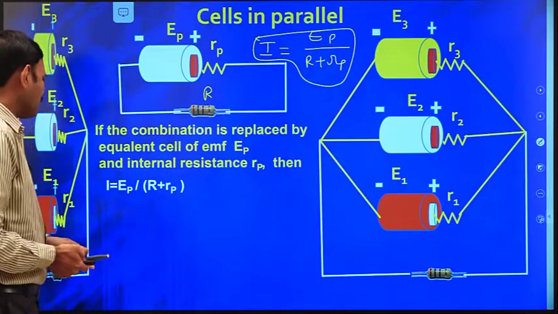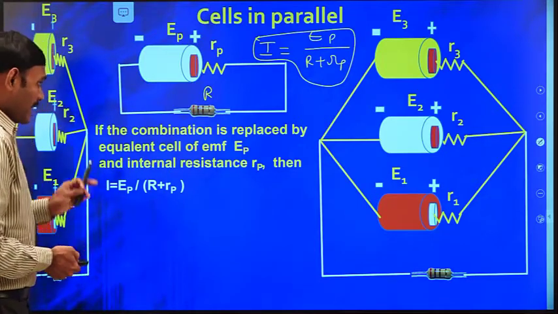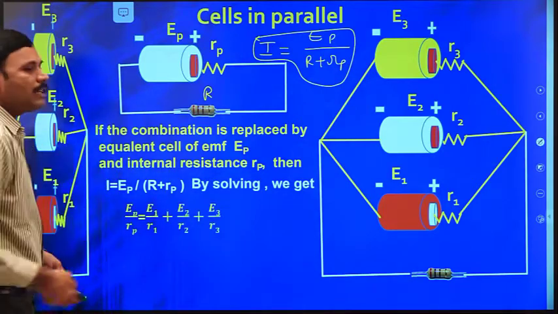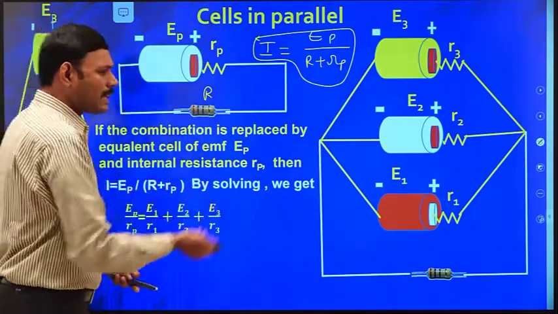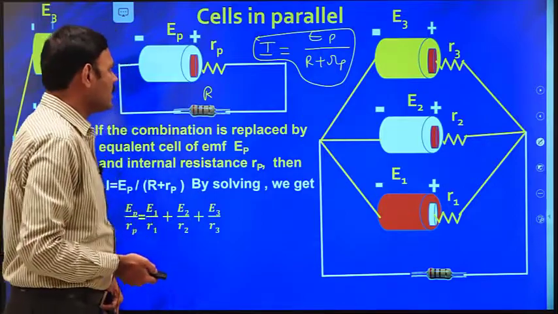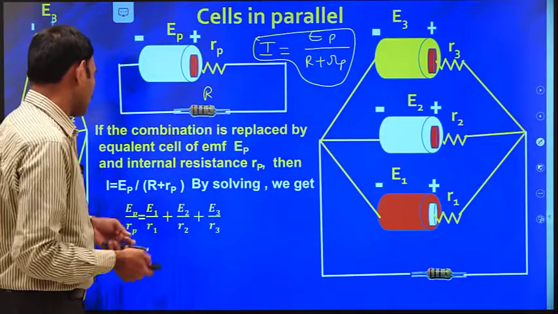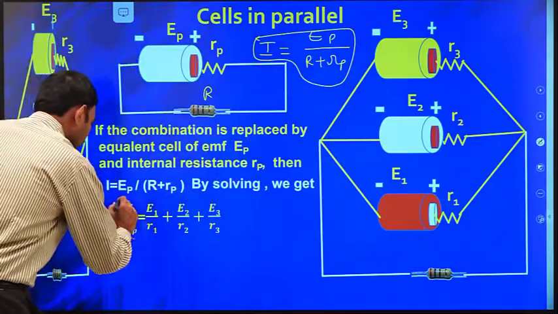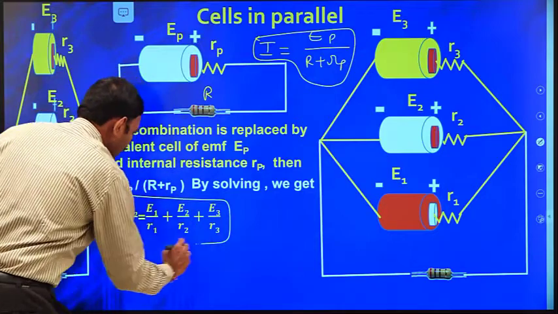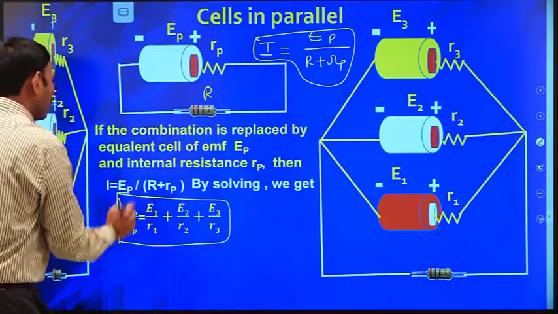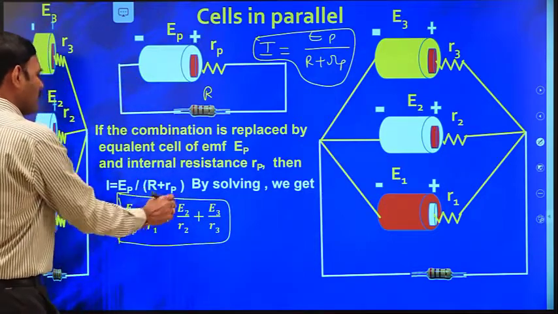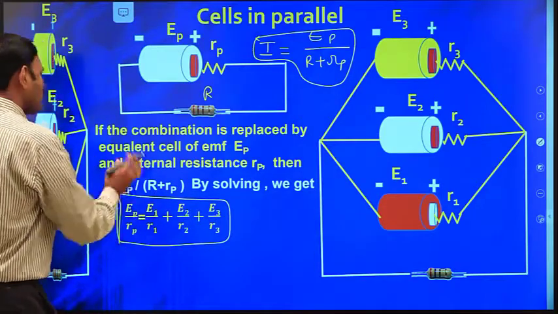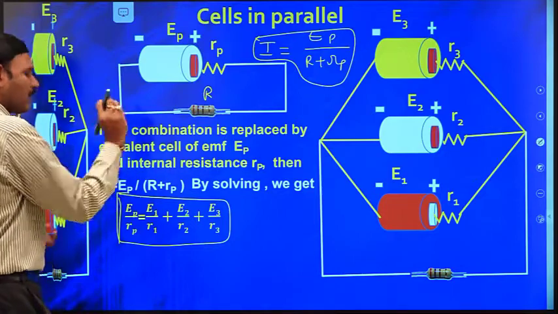Then the very, very critical and crucial expression for EP and RP, already we derived the expressions. I showed the current expression in the previous slide. By rearranging and by simplifying it, we evaluate EP. Students, remember this is the expression by which we find EP. EP by RP is equal to E1 by R1 plus E2 by R2 plus E3 by R3. This is the easy way to find out EP, effective EMF in parallel combination.